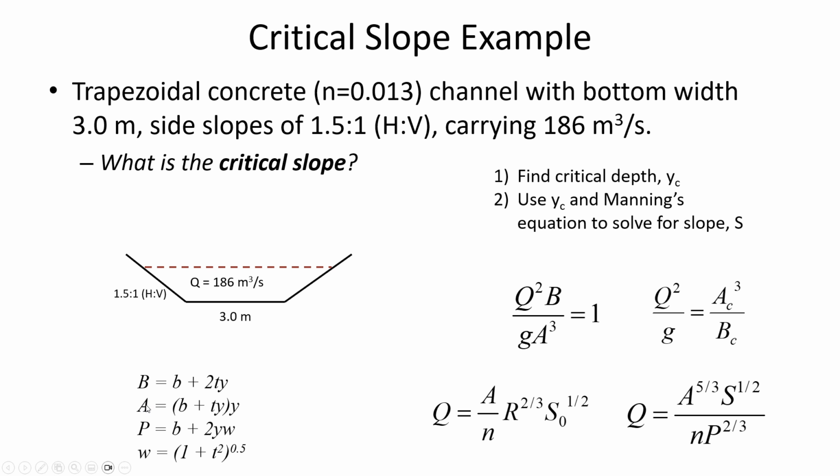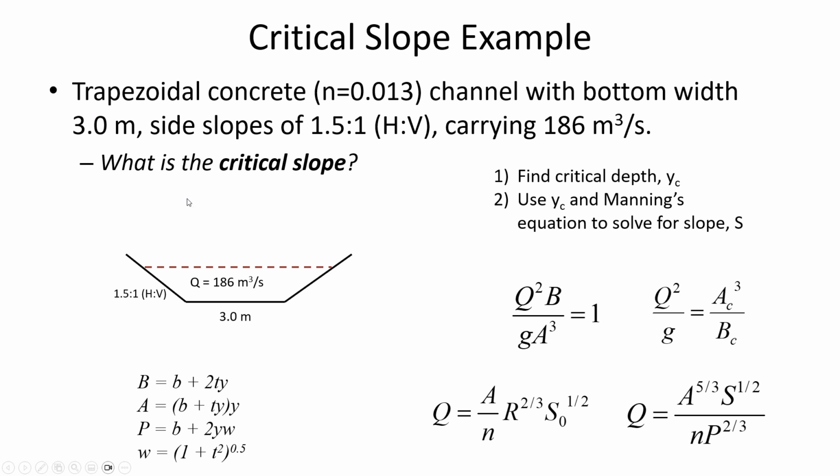So critical slope is another way that you can diagnose flow regime. If you've got water flowing through a channel where the slope is greater than the critical slope, then that means you're going to have supercritical flow. Or if the slope is less than the critical slope, then you'll have subcritical flow.